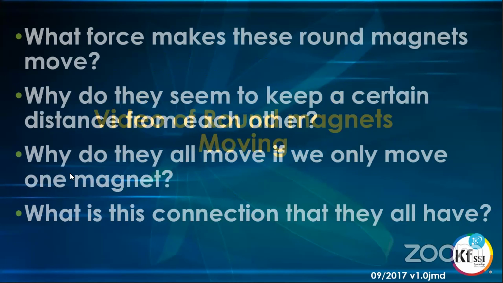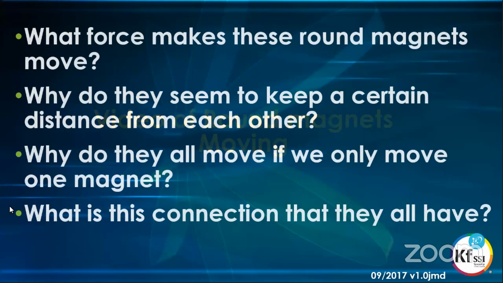Okay, so we have to ask those same questions now again, and I think hopefully we'll have some more answers for them. As what force makes these round magnets move? When you move one, the other one moves. So what force is making the other one move? Why do they keep a certain distance from each other? And when you move one of them, how do all the others move as well to keep their distance? And so the question is, what is this connection that they all have?